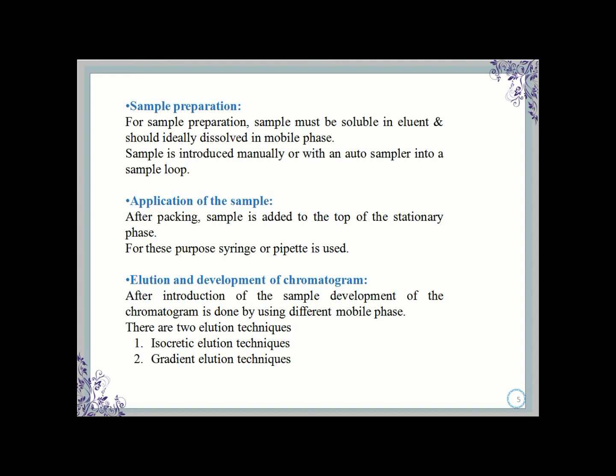Here the sample is introduced manually or with an auto sampler into a sample loop. Syringes are used here to introduce the sample. Now the application of the sample. After packing, the sample is added to the top of the stationary phase, for which a syringe or pipette is required for the sample application.